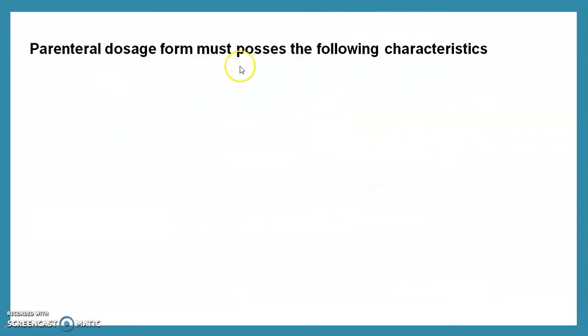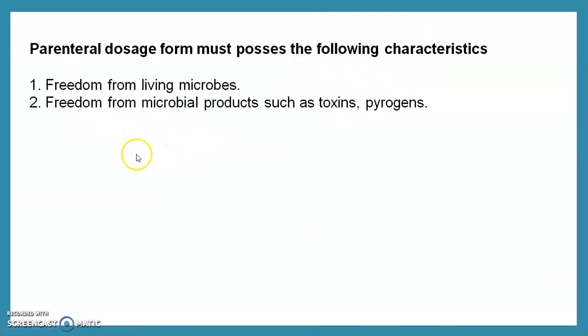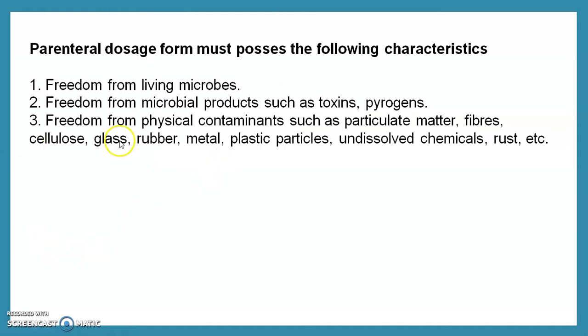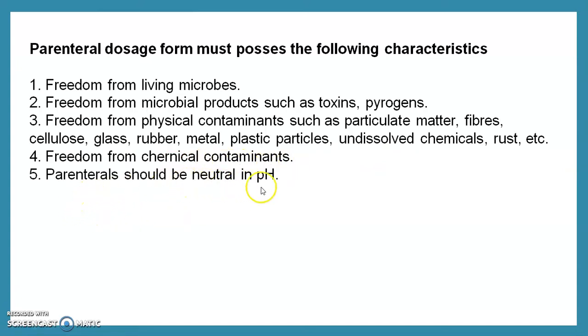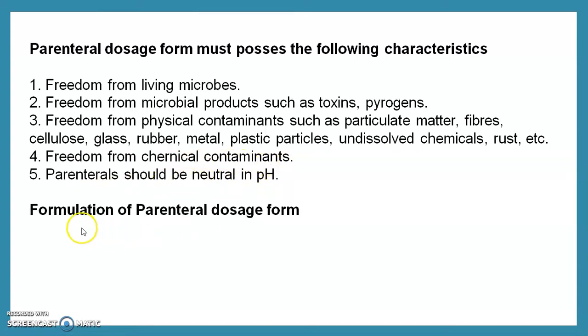Then a parenteral dosage form must possess the following characteristics. It should be free from living microbes, free from microbial products such as toxins and pyrogens, free from physical contaminants such as particulate matter, fibers, cellulose, glass, rubber, metal, plastic particles, undissolved chemicals, rust, etc. Then freedom from chemical contaminants. Parenterals should be at a neutral pH.